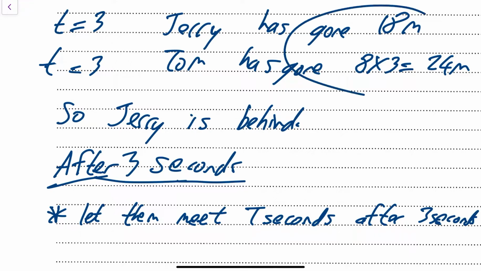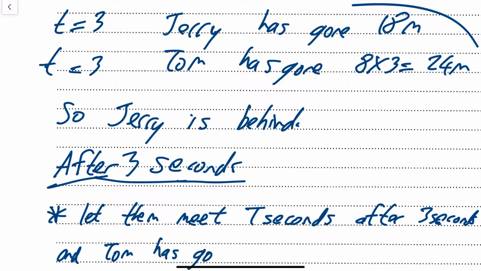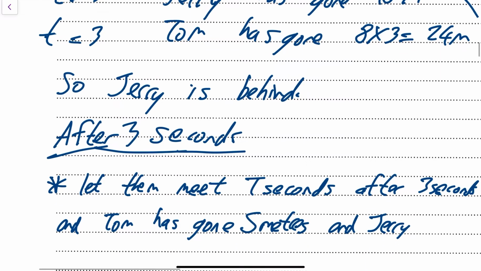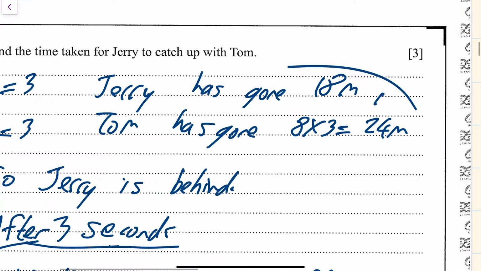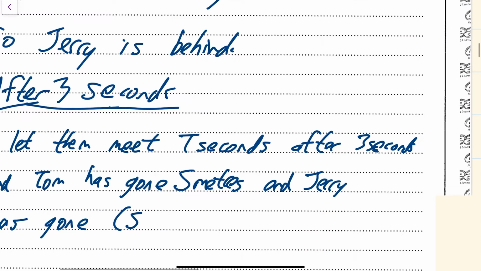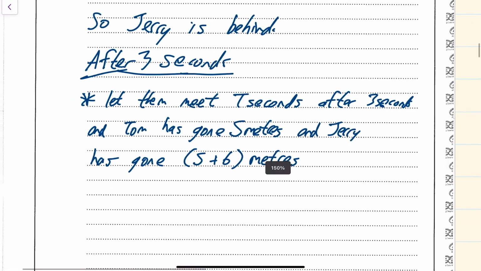There's a difference between their distances. So Jerry is playing catch up here. And Tom has gone big S meters. And then Jerry has to go that as well. He's gone the S meters, but he also has got to catch up this difference between them. So the difference between them is 6. So he's actually gone the S meters plus an extra 6 meters. So S plus 6 meters.